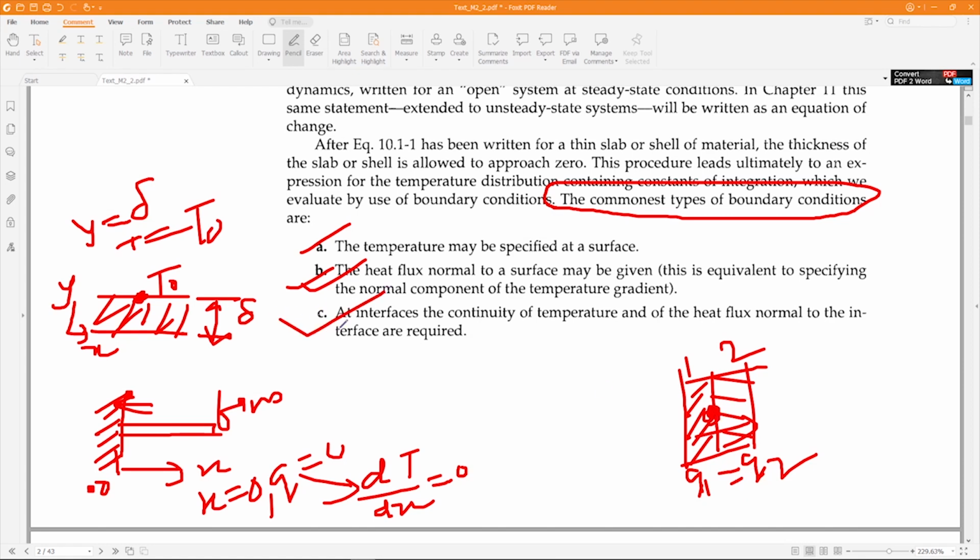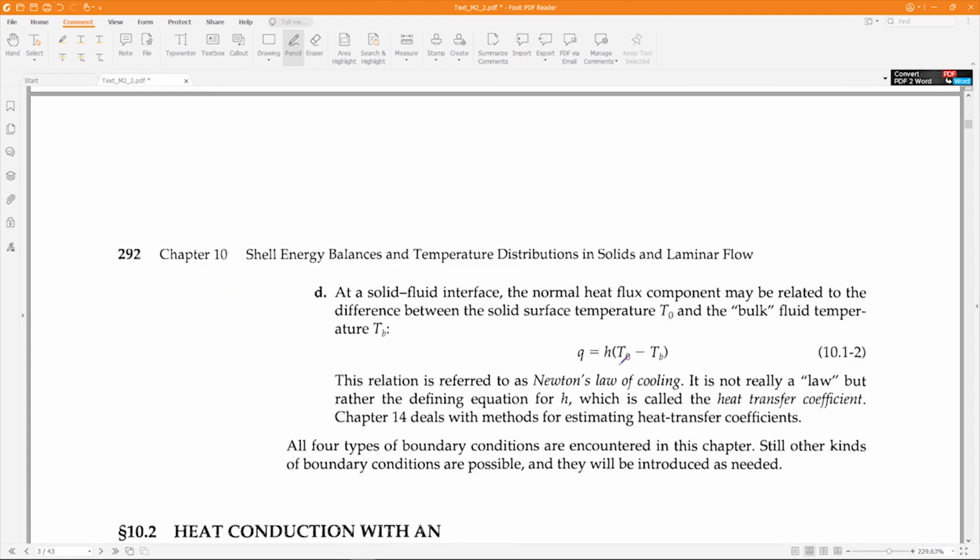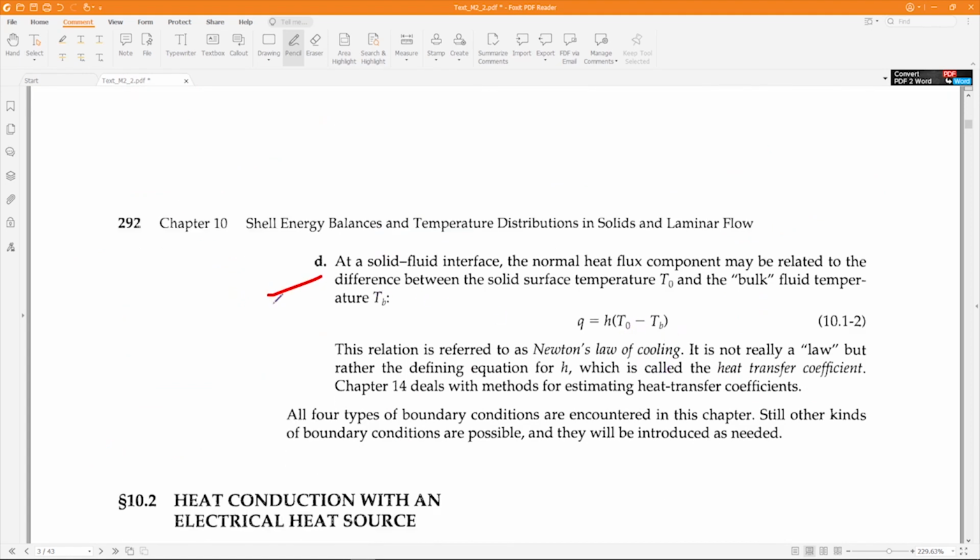This is also a boundary condition. And lastly, let's say this is the solid, and we have a fluid over here, let's say air. So definitely if this surface is hot, then the surface will be cooled by air, moving air. So you know Newton's law of cooling, right?